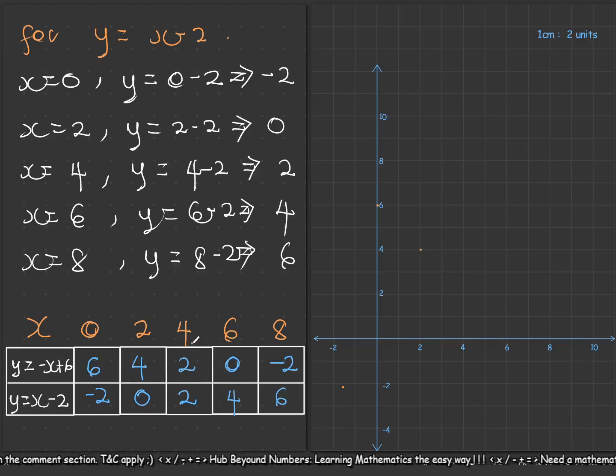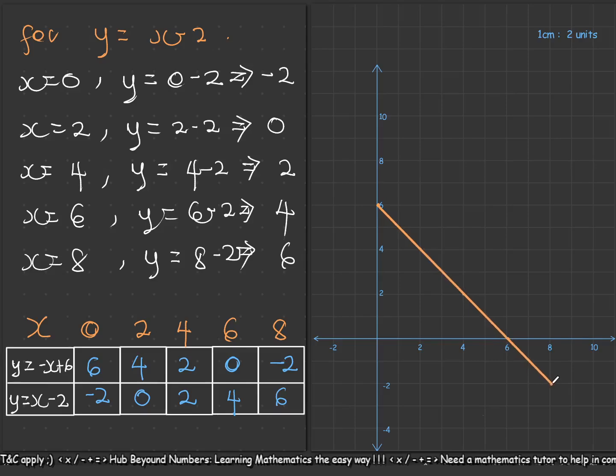The next one, if x equals 4, y is 2. So x equals 4 and then y is 2. This is it over here. And then if x equals 6, y is 0. This is the point. Now if x equals 8, y is negative 2. So this is the point here as well. Now after you have all your points, you now draw your straight line through it. So I'm coming to draw my straight line, and I'll link from this point here down to this point here. Okay, so we are done with the first equation.